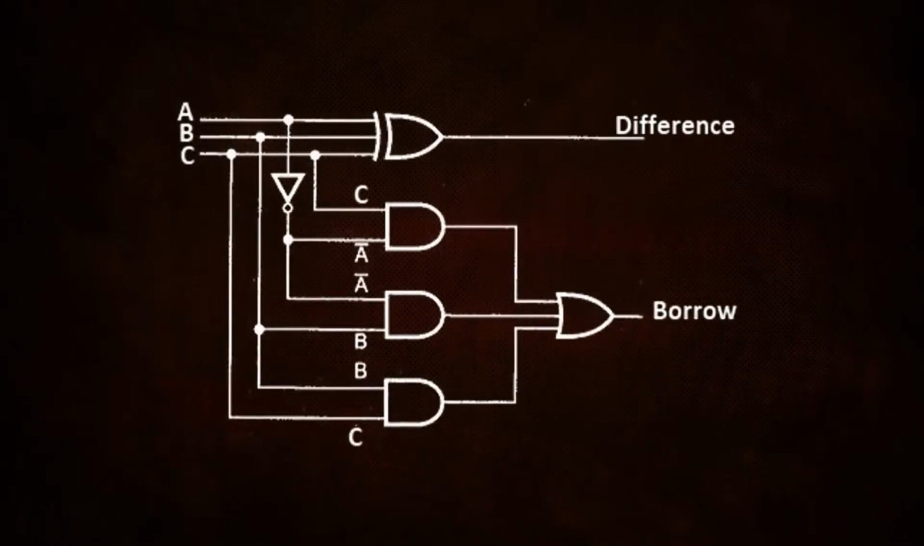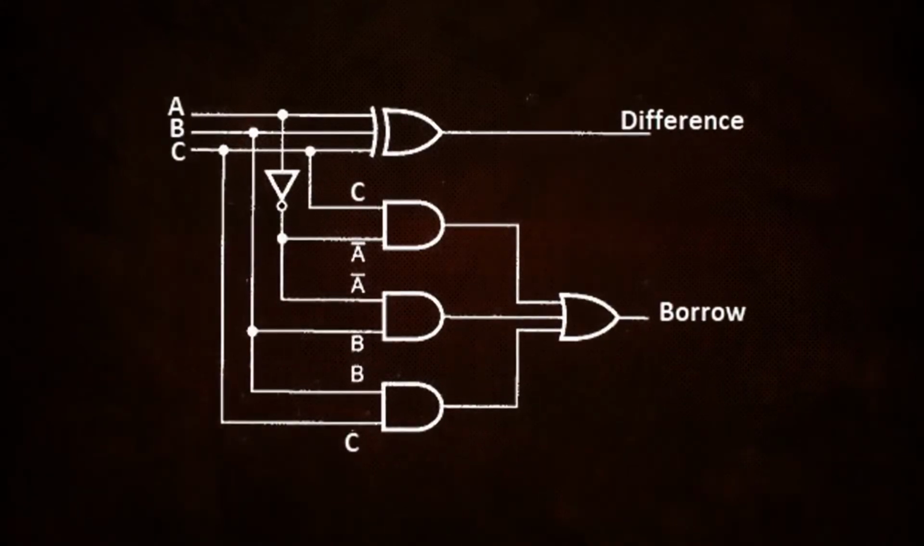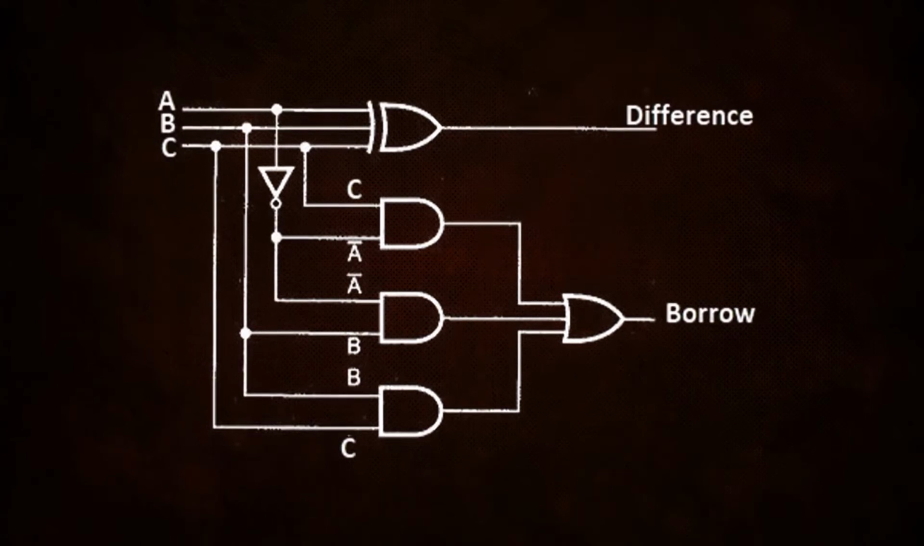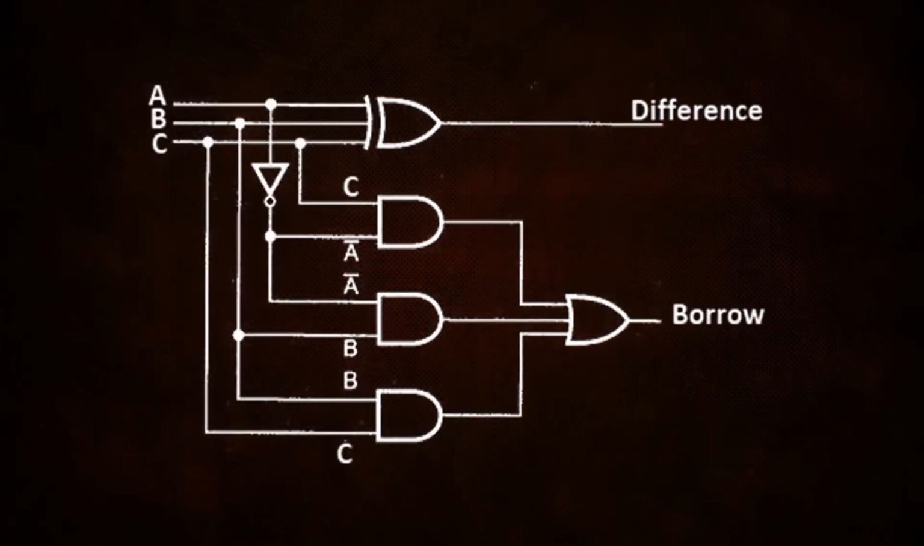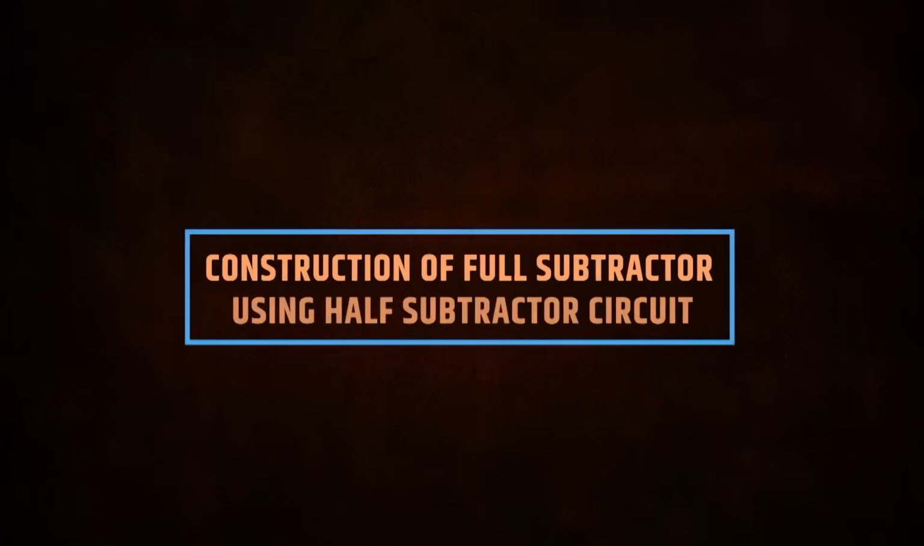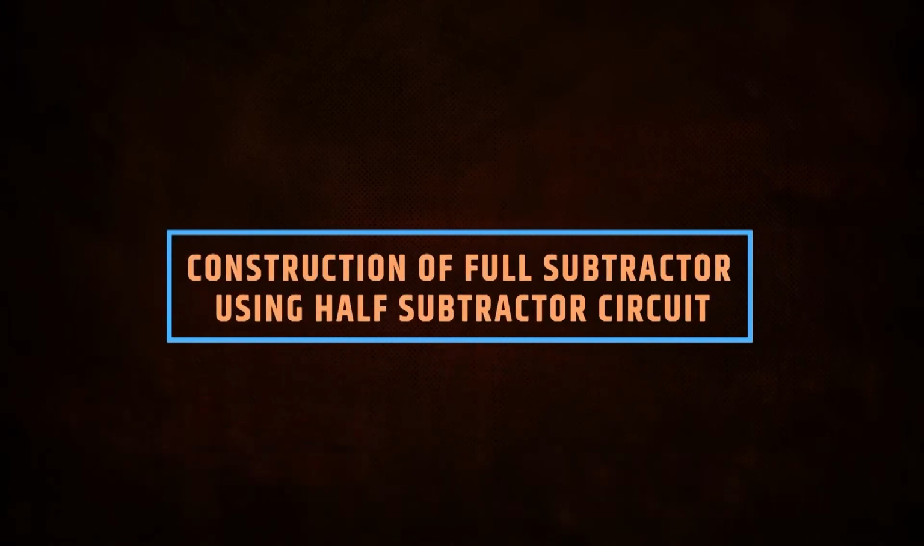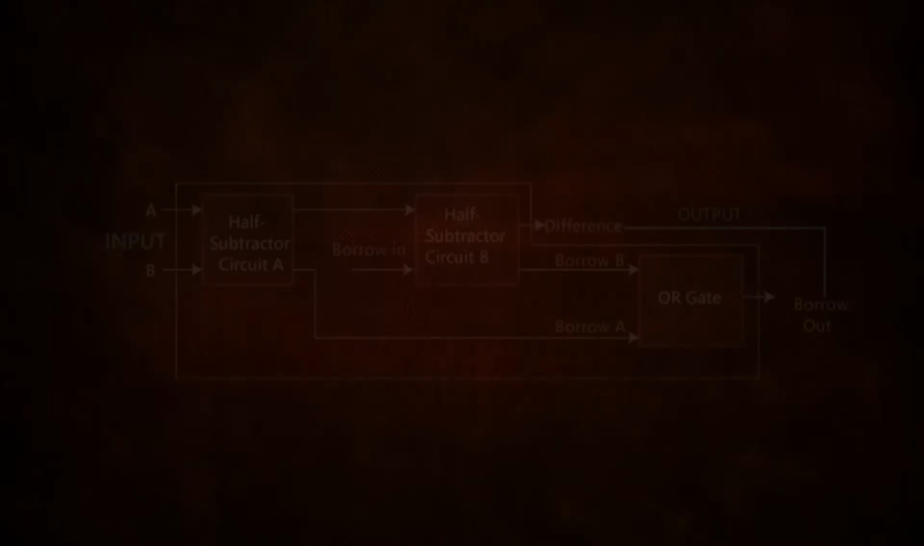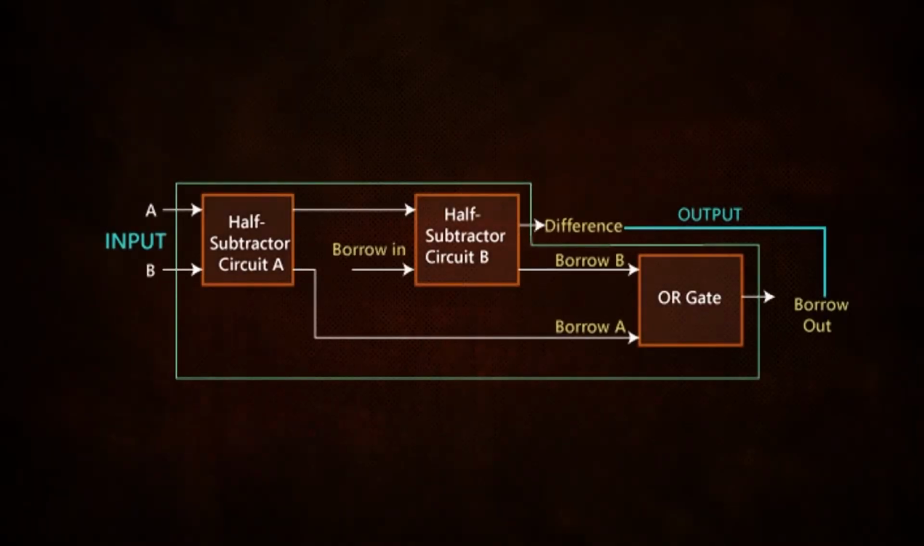Now, let us design the full subtractor with XOR implementation. In the above figure, Bin is represented as C. The next, construction of full subtractor using half subtractor circuit. You see the figure, we can see two half subtractors that are combined using an OR gate. The first half subtractor has two single bit binary inputs A and B, and the first half subtractor produces two outputs, that is difference and borrow.